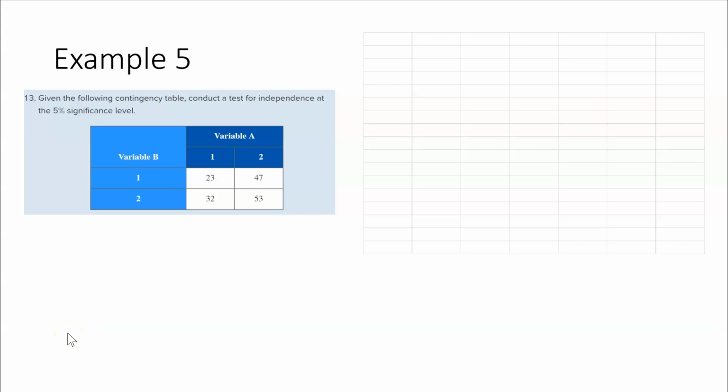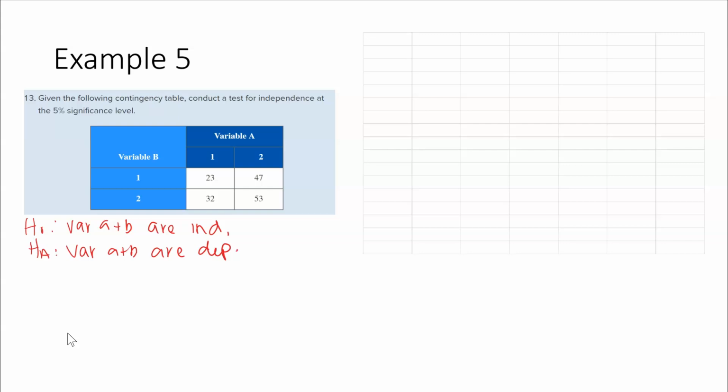All right, we're continuing on with 12.2, tests for independence. Given the following contingency table, conduct a test for independence at the 5% significance level. We always start with our null and alternative. In these cases, we would just say variable A and B are independent. We don't know anything about them, but we are trying to say if they are independent or dependent.